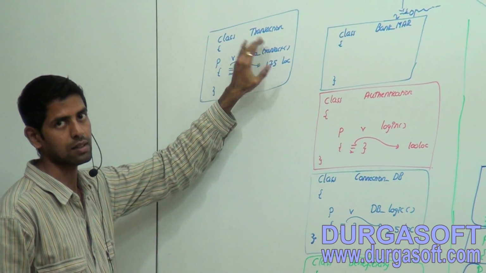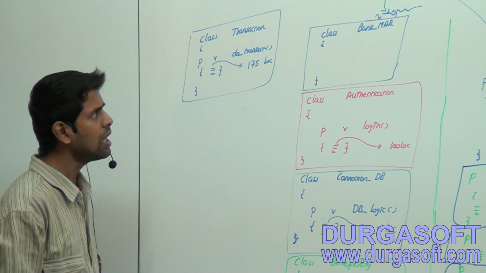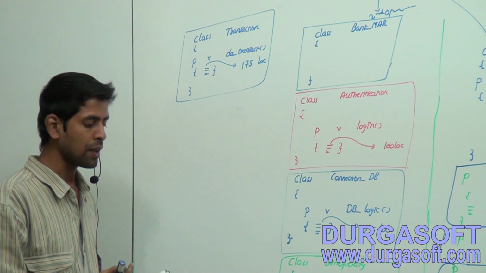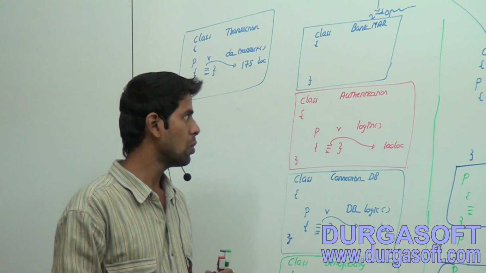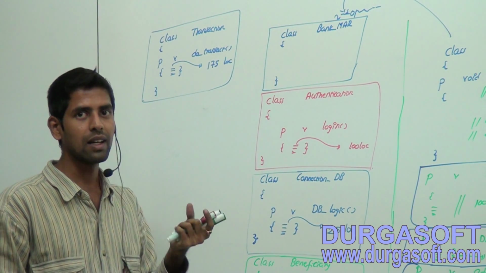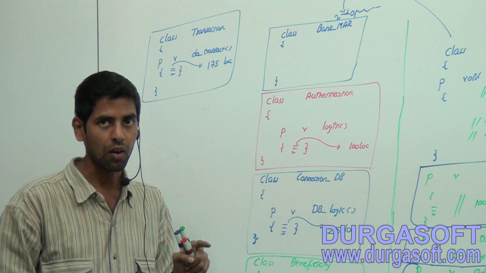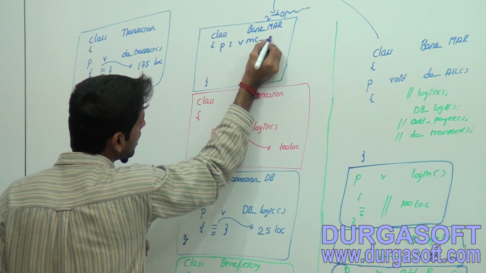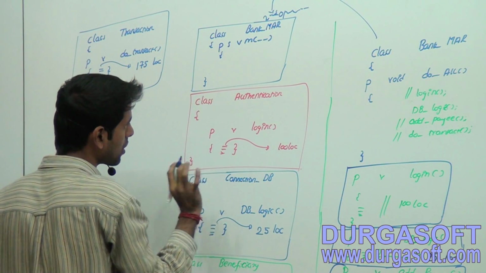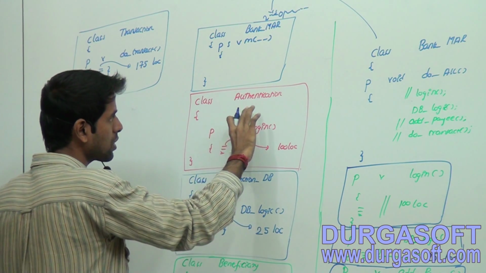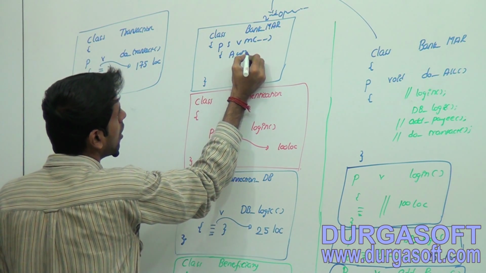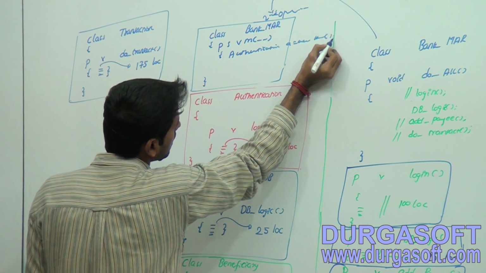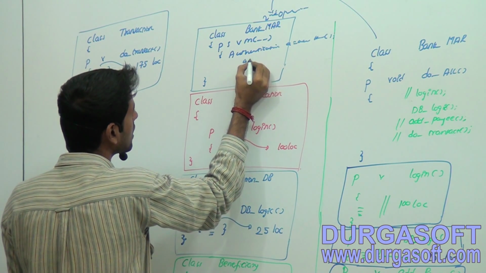within class Transaction. Now observe, in Bank MER, one of my customers has come and wants to check whether he is able to log in or not. What I want to do is public static void main. I just create an object for Authentication: Authentication a equals new Authentication. Now a.login, that's it, finished.